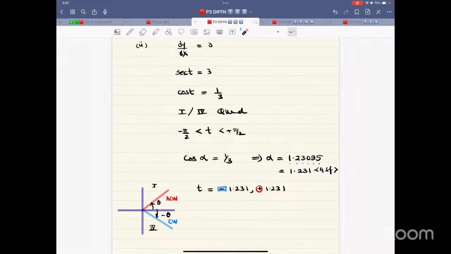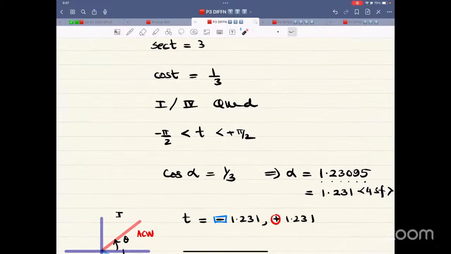So now over here, sec equals 3. That means cos is the reciprocal of sec. So no need to write sec as 1 over cos, then equals 3, then make it the subject. Just reciprocate the other side. Sec becomes cos and 3 becomes 1/3.